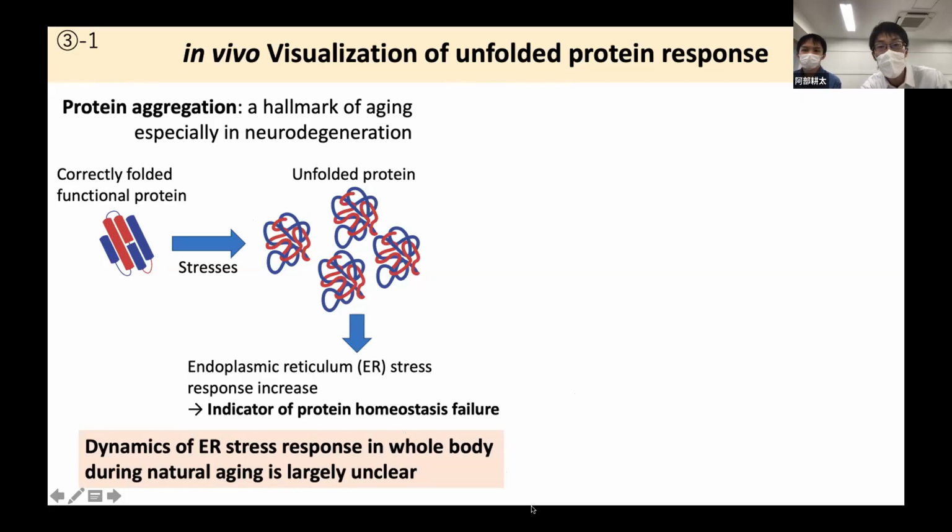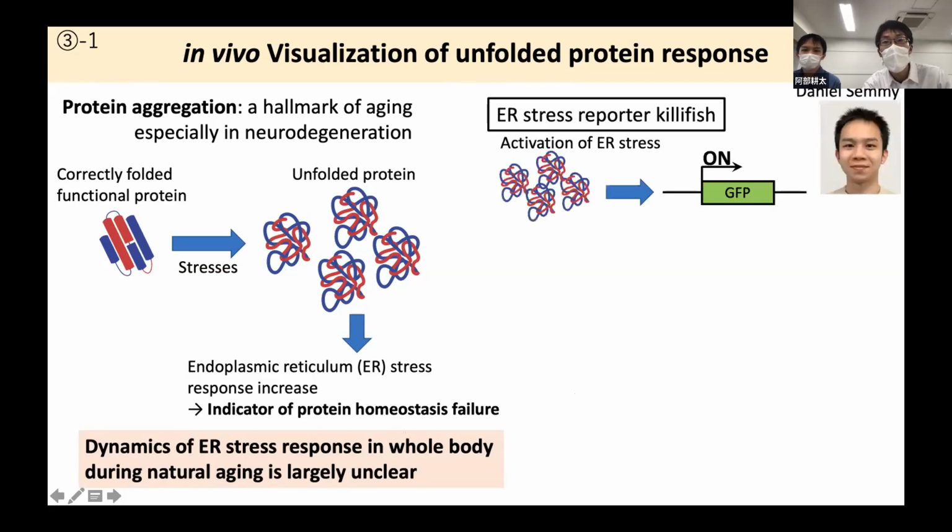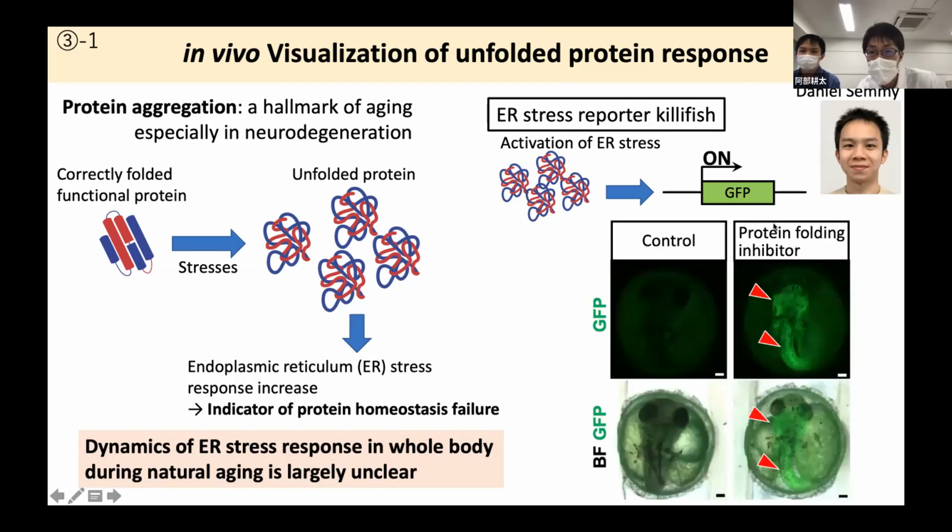However, especially in vertebrates, the dynamics of ER stress response in the whole body during natural aging is still very largely unclear. So to reveal that, now we established ER stress reporter killifish, and this project is conducted by Mr. Daniel Semi. And in this reporter killifish, the activation of ER stress leads to the activation of reporter GFP gene. And this is the transgenic killifish. And as you see, by applying a protein folding inhibitor, ER stress is activated, then this transgenic shows the significant upregulation of reporter gene, so GFP expression.